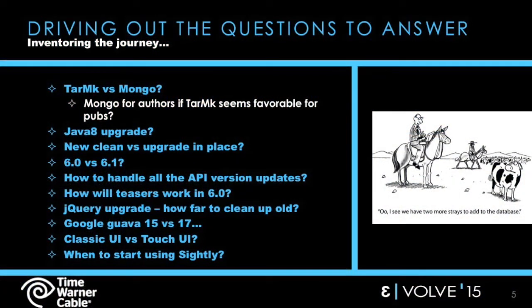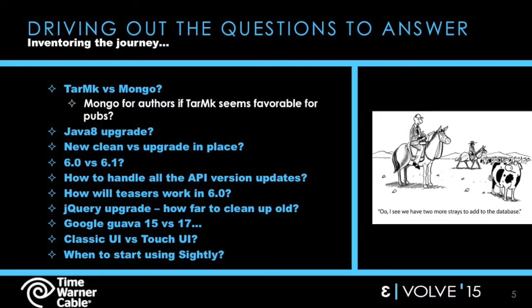So we started really inventorying the journey, right? TarMK versus Mongo. If we go TarMK for the publish instances, does that automatically drive what we do for the author instances, or can we mix and match a little bit? Java 8 upgrade. For the upgrade scenario, are we going to go with a clean install, or are we going to upgrade in place? Those are choices that you're going to have to make your decision around.